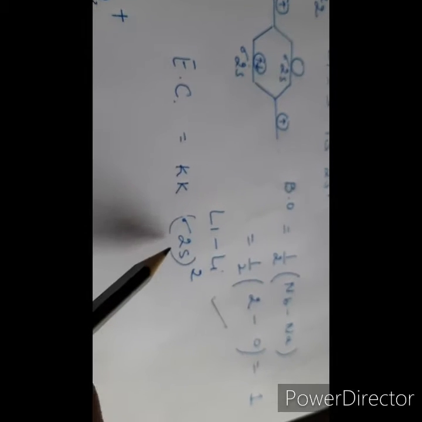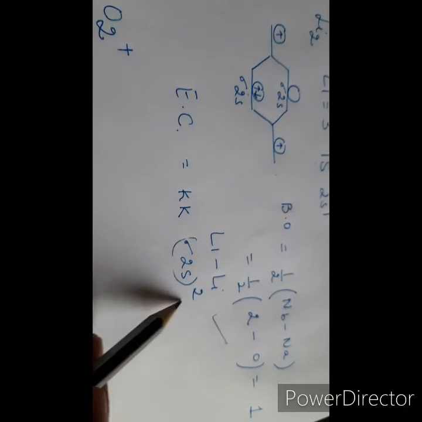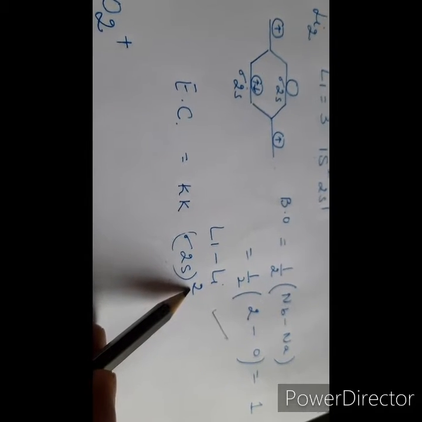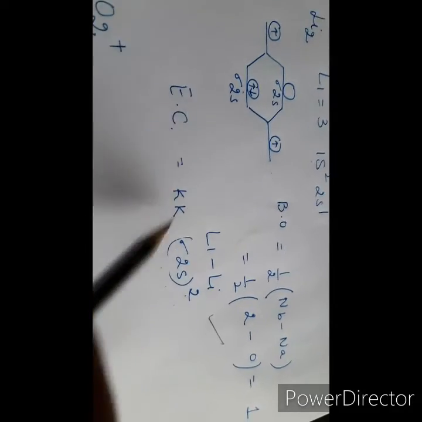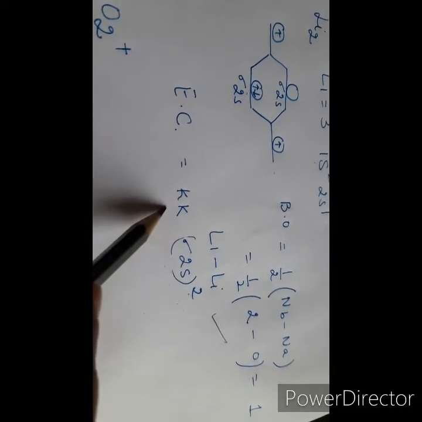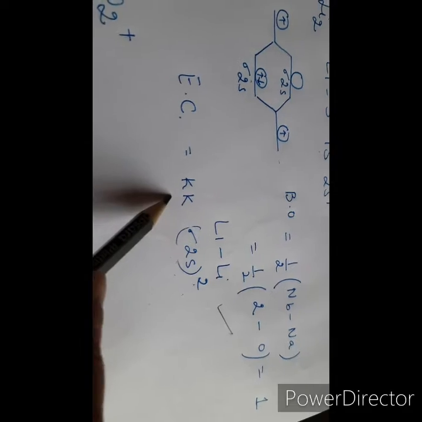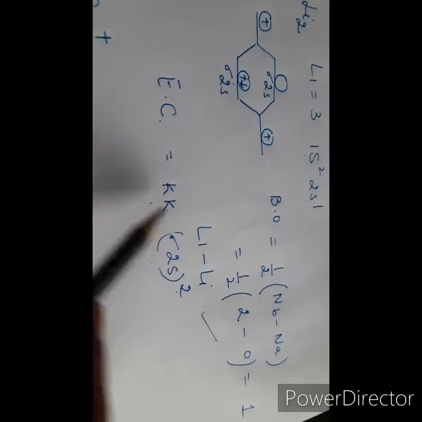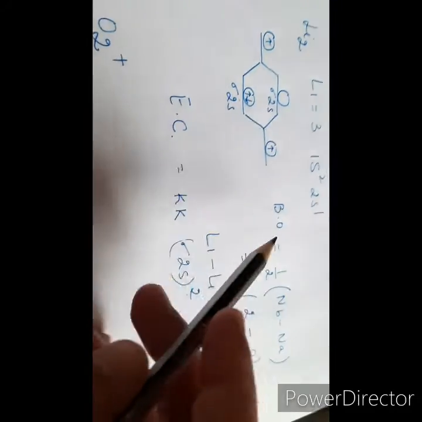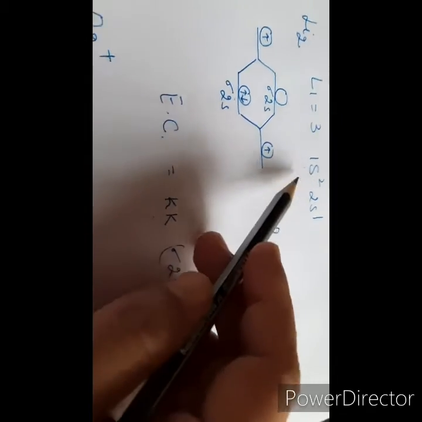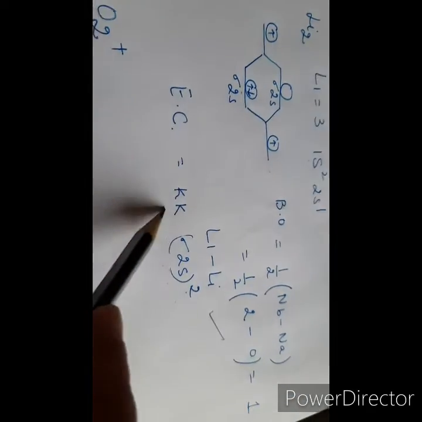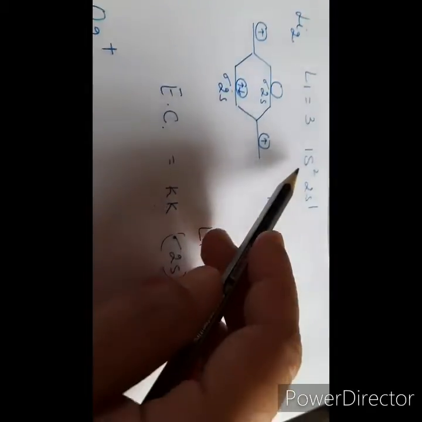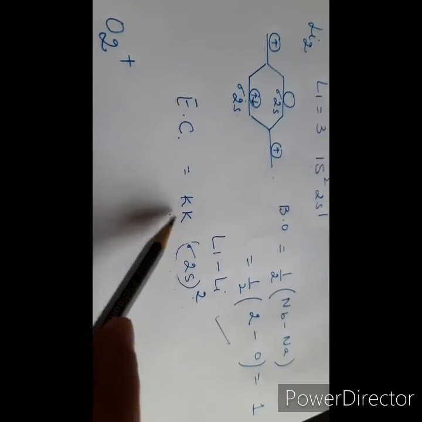So the electronic configuration we can write as sigma 2s2, right? This shows the number of electrons in that orbital. This is the sigma orbital, so we'll write sigma 2s2. This indicates the inner shell, which does not participate, that is the 1s orbital. In some books 1s is mentioned, but we generally ignore it.